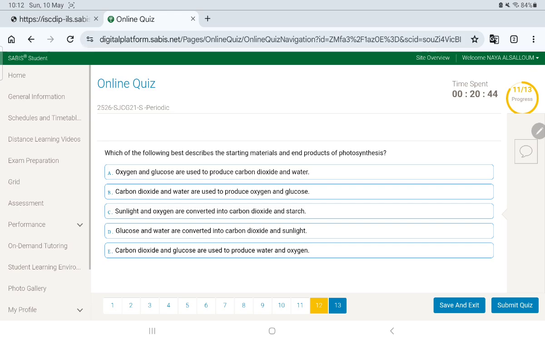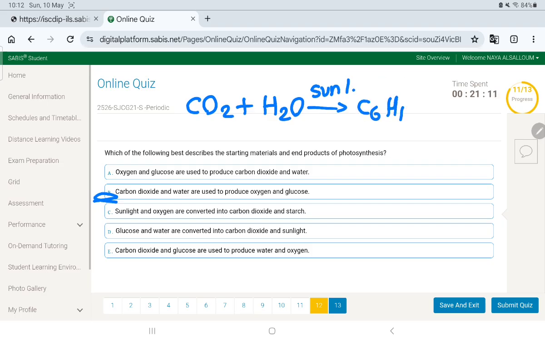Which of the following best describes the starting materials and the end product of photosynthesis? Let's write down the equation again. So, carbon dioxide plus water in the presence of sunlight. So, sunlight. We get sugar and oxygen gas. So, let's start.